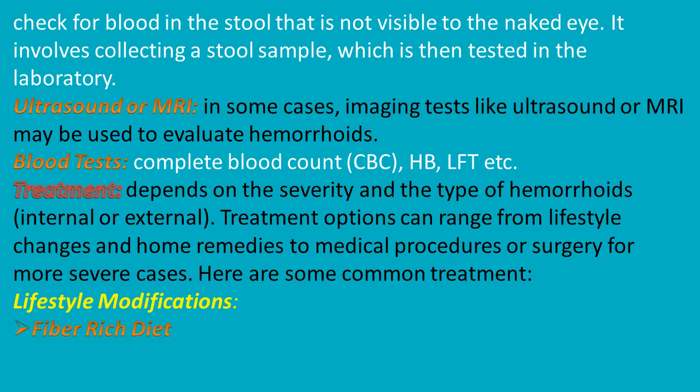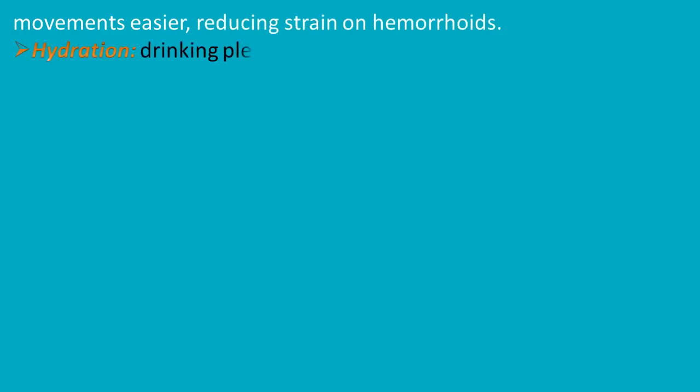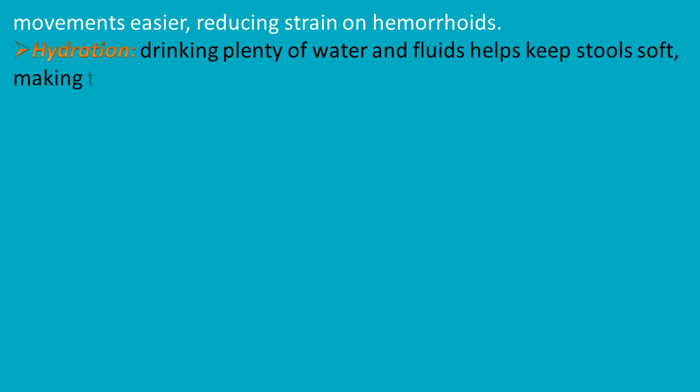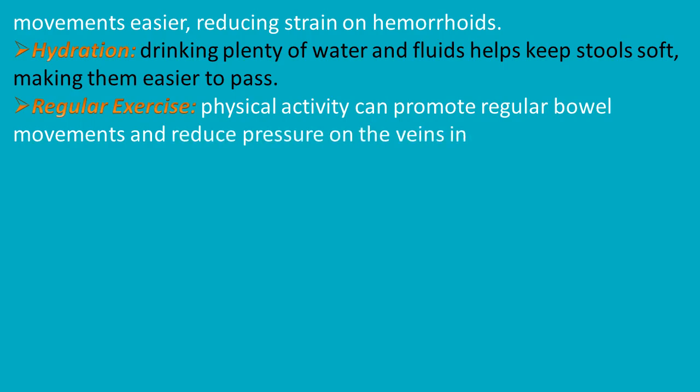Lifestyle modifications. Fiber-rich diet: eating foods high in fiber, such as fruits, vegetables, whole grains, and legumes, can soften the stool and make bowel movements easier, reducing strain on hemorrhoids. Hydration: drinking plenty of water and fluids helps keep stools soft, making them easier to pass. Regular exercise: physical activity can promote regular bowel movements and reduce pressure on the veins in the lower rectum.